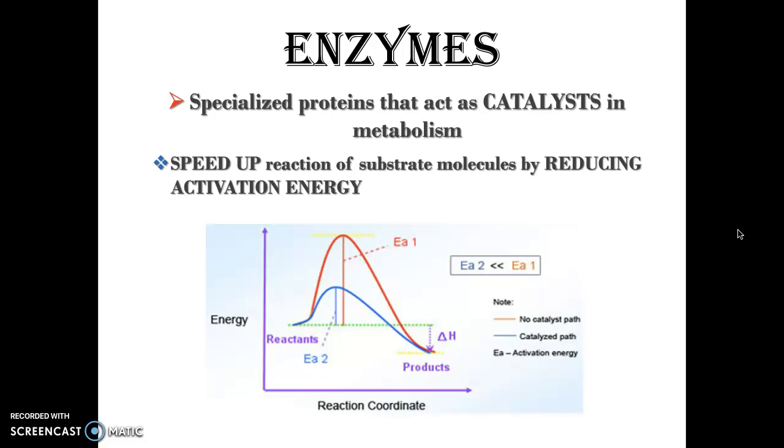Now, if we look at this graph, we can see what happens if we do not have a catalyst or an enzyme, and when we do have a catalyst or enzyme. The red line here is showing you that in order to get this particular chemical reaction, these reactants here, in order for them to react and produce these products, we need all of this energy, a lot of energy, just to get the process started.